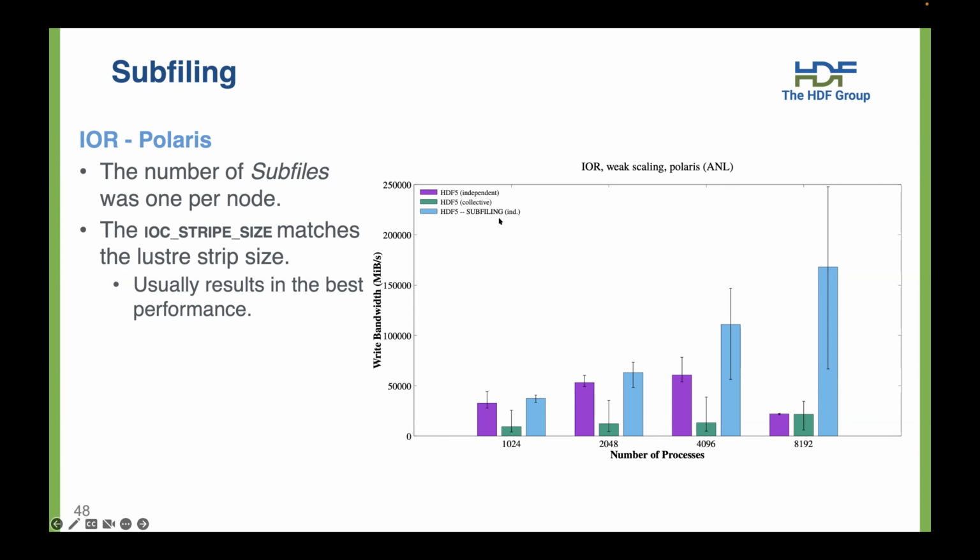And I did that, and here I compared the IOR write bandwidth. Purple is using independent with IOR, green is collective, and the blue is with subfiling. And you can see the improvement. We've noticed a trend that you won't see much difference at the lower number of ranks, but you really start to see it as you increase the number of ranks. You should see a larger difference compared to just using regular HDF5.